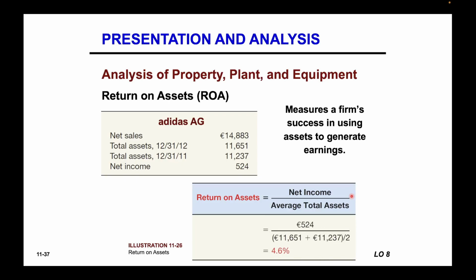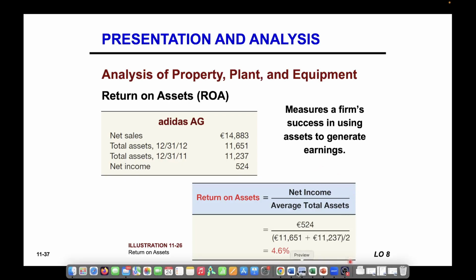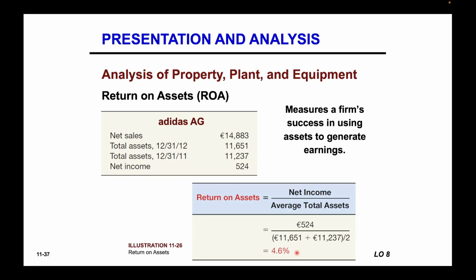So applying those data into the formula, it will give us 4.6%. What does it mean by having 4.6%? This indicates that Adidas earned about 4.6% in profit for every euro invested in assets. ROA is important because it reflects the company's ability to turn its investment in assets into profits. Of course, investors or analysts will be concerned with this data.